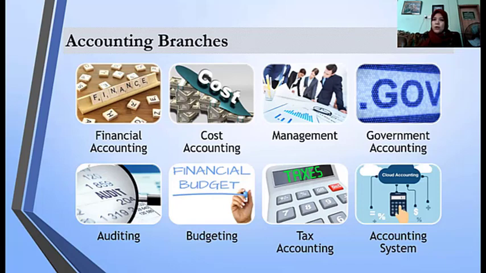For all of the branches in accounting, the difference is only the object. Exactly. Finance, the object is finance. Cost, this is the cost. For management, management is the function. Exactly. Management accounting, you will see managerial accounting. Government accounting system. So this is the assignment for you: to tabulate the differences between the 8 accounting branches.